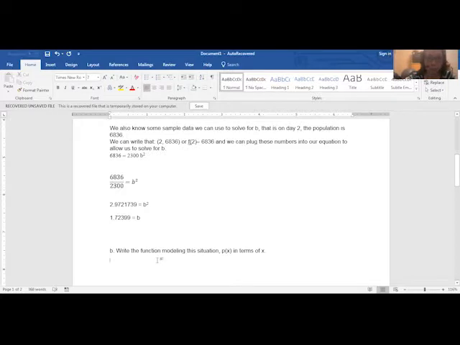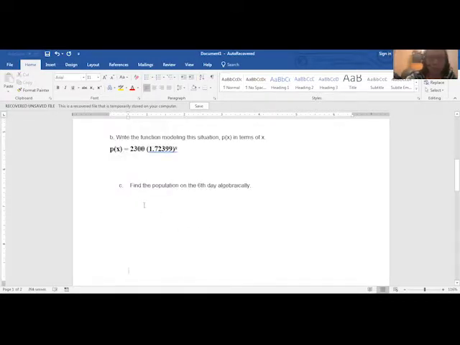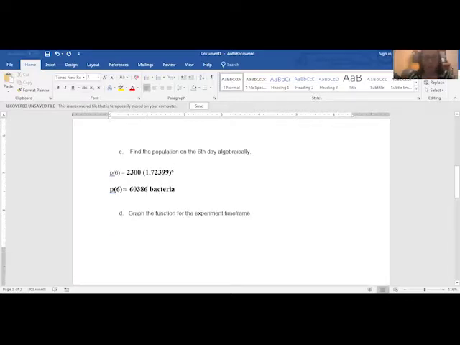Part B asks us to write the function modeling this situation. Remember, we had determined before that our initial population was 2300. Now that we know our b, we can create our exponential equation. Question C asks us to find the population on the 6th day algebraically. Another way to say this is to find the population on day 6, which means we would plug 6 into the formula that we found above. Once we churn that through our calculator, we get the answer. The 6th day population of bacteria is approximately 60,386 bacteria.